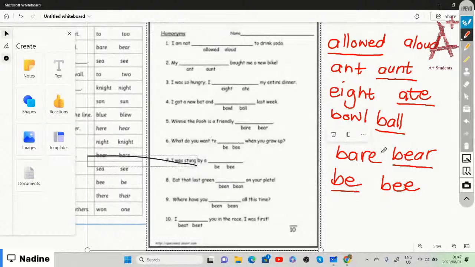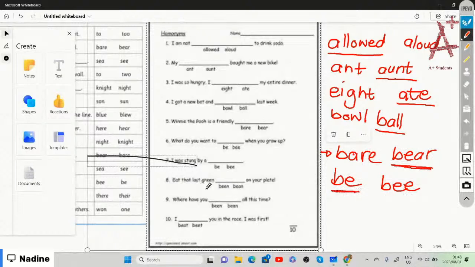The fifth question is bear. It is this one, bare, which is BARE, or bear, which is BEAR, which refers to an animal. Winnie the Pooh is a friendly bear. That is the fifth question. And then we chose bear, which refers to an animal. And then the sixth one is, what do you want to be when you grow up? So what do you want to be, which is BE or BEE, when you grow up? And then we chose be, which is BE.